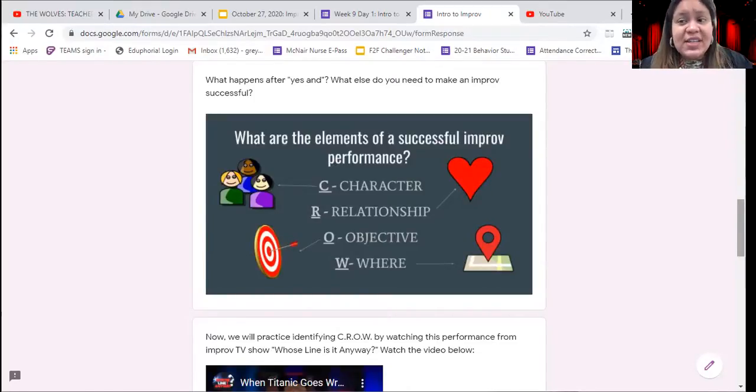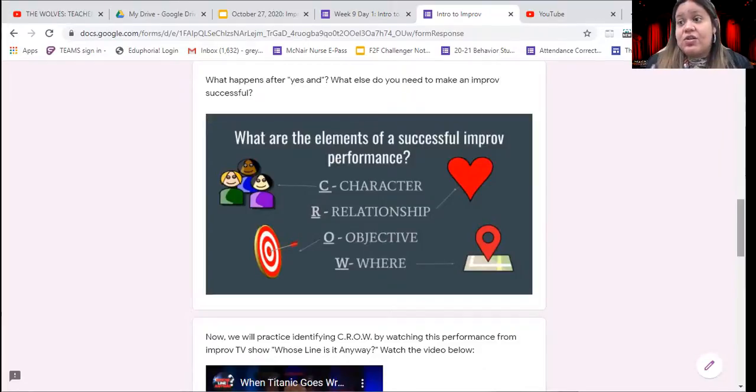Character is who is in your scene. Who are they? Who are the people or the characters? What are their names? What are their jobs? Anything like that. Any personal details about the character. Relationship. How do they relate to each other?